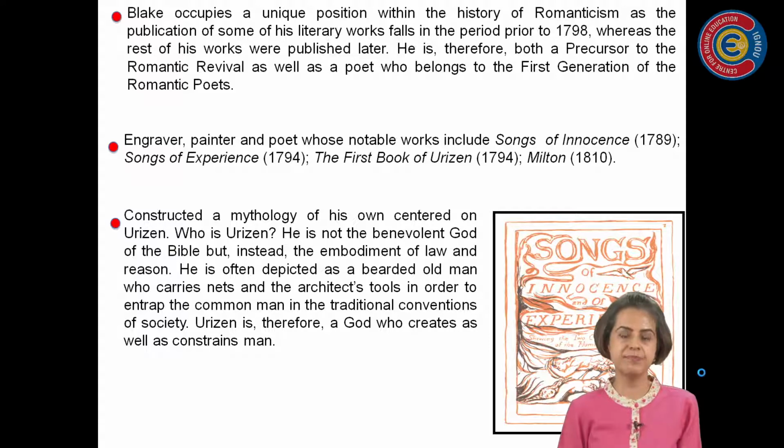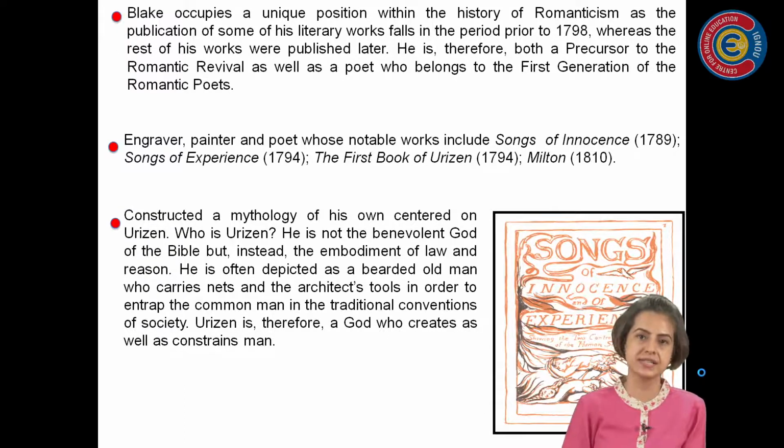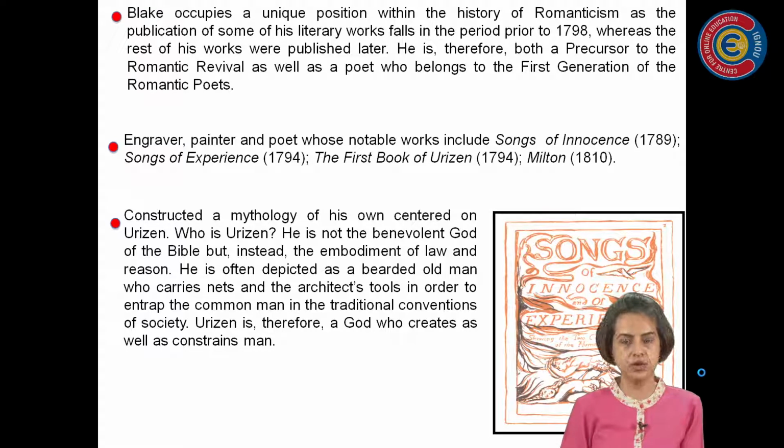He was an engraver, painter, and poet whose notable works include Songs of Innocence, Songs of Experience, the first book of Urizen, as well as Milton. Now, he constructed a mythology of his own centered on Urizen. Who is Urizen? He's not the benevolent God of the Bible, but instead the embodiment of law and reason. He's often depicted as a bearded old man who carries nets and the architect's tools in order to entrap the common man in the traditional conventions of society. Urizen is therefore a god who creates as well as constrains man.